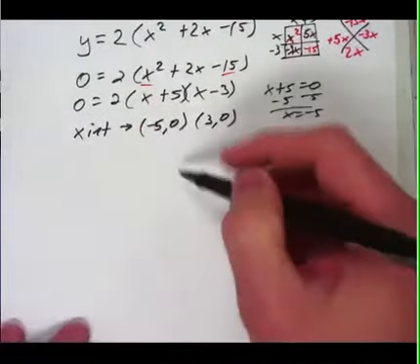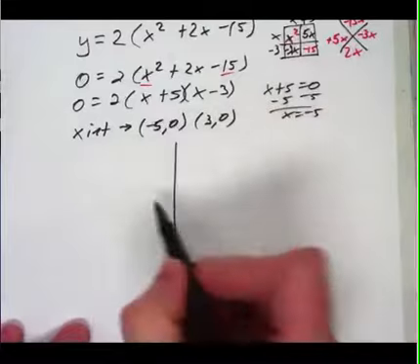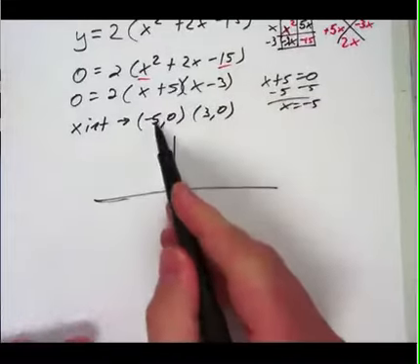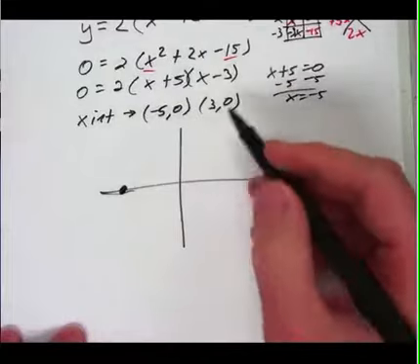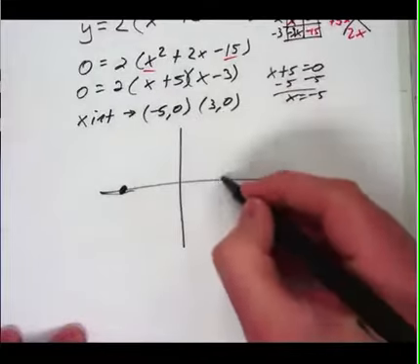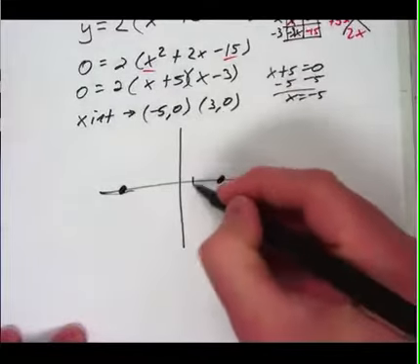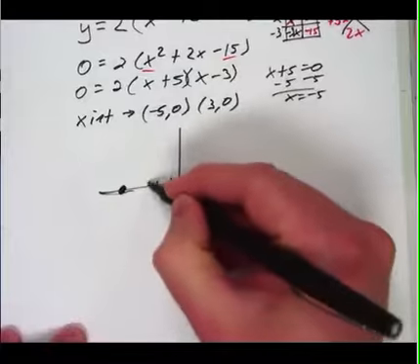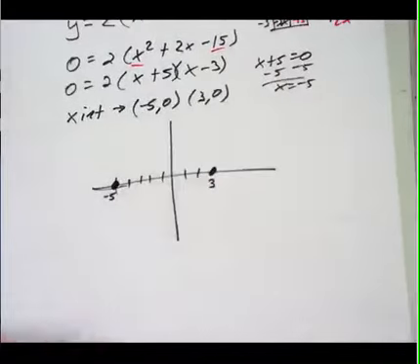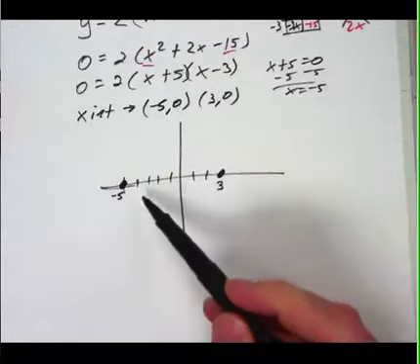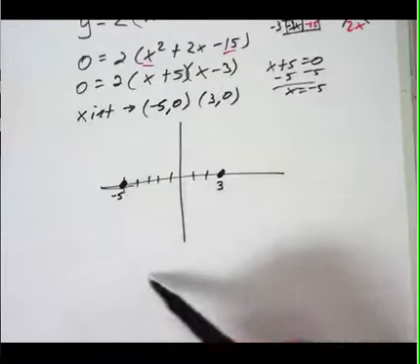So now I can kick into a graph. I could say, okay, here I'm in business. I know I've got an x-intercept at negative 5, so I could put a dot there at negative 5. I know I've got an x-intercept at 3, so I could put a dot at 3. So 1, 2, 3, and then 1, 2, 3, 4, 5. So I've got a dot at negative 5 and positive 3, and so I've got that going for me. But I still don't know everything about my parabola. I don't know exactly how this thing is looking.